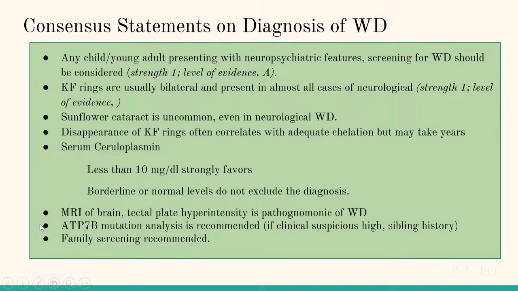And on the genetic part, ATP7B mutation analysis is recommended, especially now when we have this disease covered in the rare disease program, and all the children can benefit from treatment. So genetically proven Wilson should be there because differentials can be there. It is better to prove it genetically, and family screening is strongly recommended.